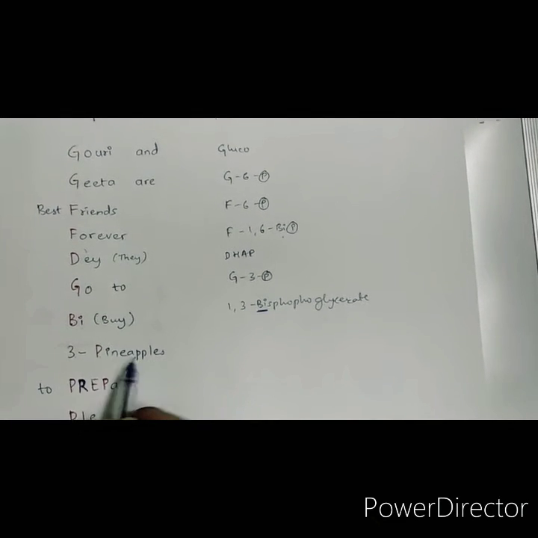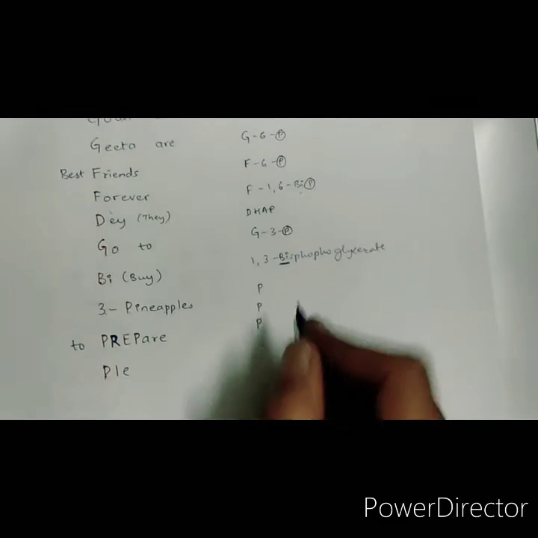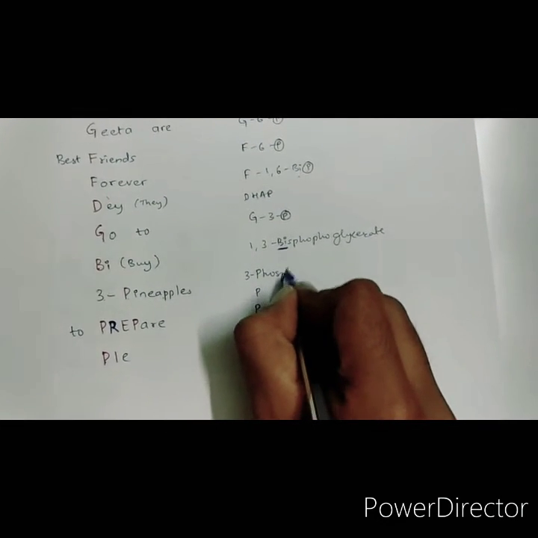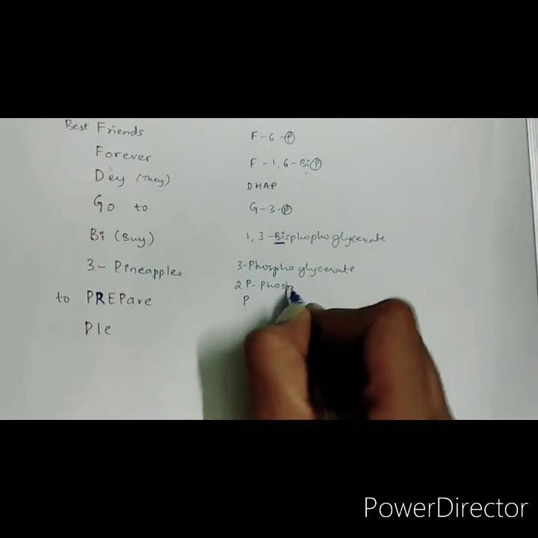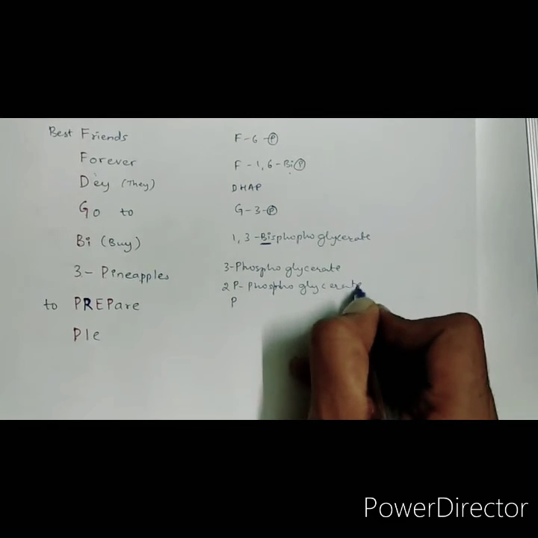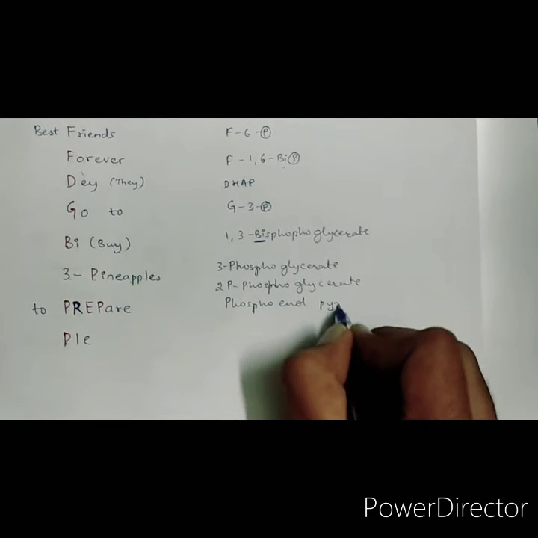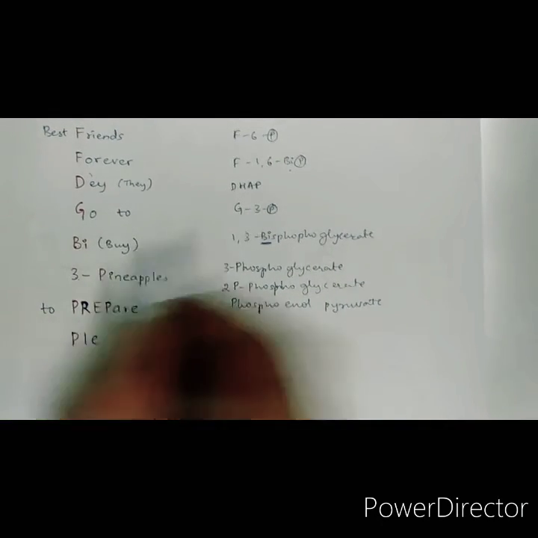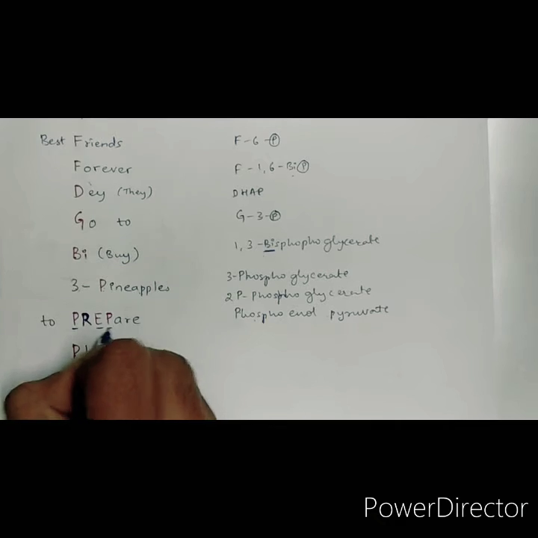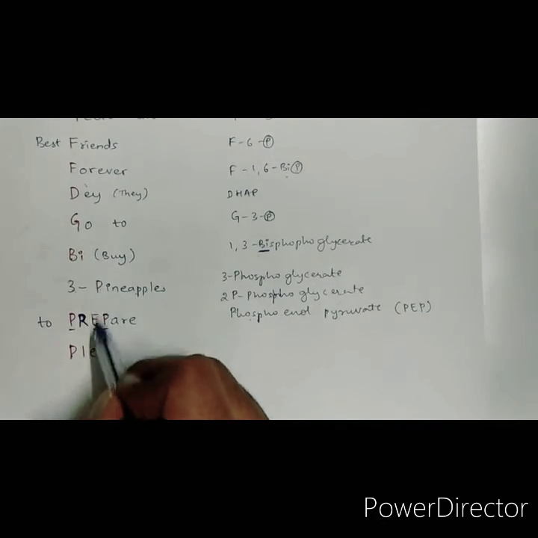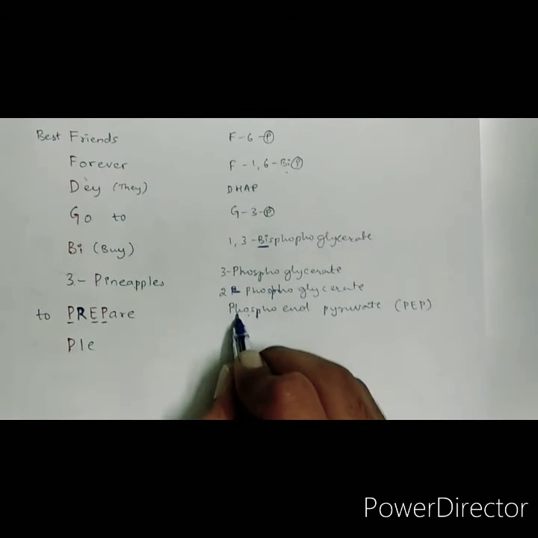Then 3 pineapples. So there are 3 P's in this reaction: first P, second P and third P. The first P is 3-phosphoglycerate. Next is 2-phosphoglycerate. Next comes phosphoenol pyruvate. So these represent 3 pineapples or 3 P's, and you can also remember phosphoenol pyruvate by "to prepare", PEP, the short form of phosphoenol pyruvate. These terminologies help you remember the 3 P's: 3-phosphoglycerate, 2-phosphoglycerate and phosphoenol pyruvate.